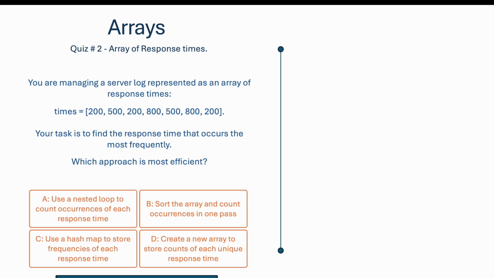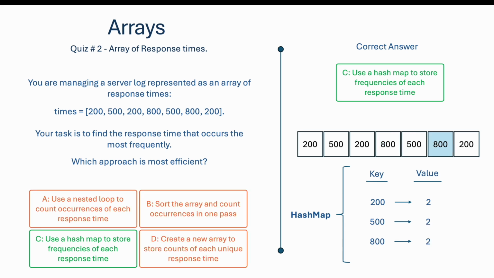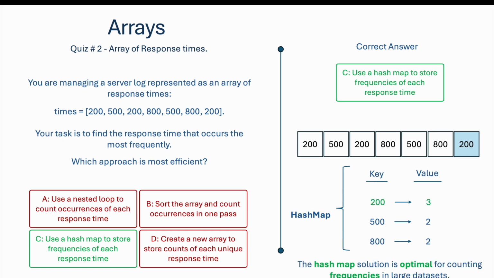The correct option is C. Use a hash map to store frequencies of each response time. Here's the array, and as you traverse the array, create a hash map and update the corresponding frequencies. As you traverse the array, you update the frequencies of the elements, and at the end you can figure out which is the most occurring value in the hash map. So this solution is optimal for counting frequencies in large datasets.